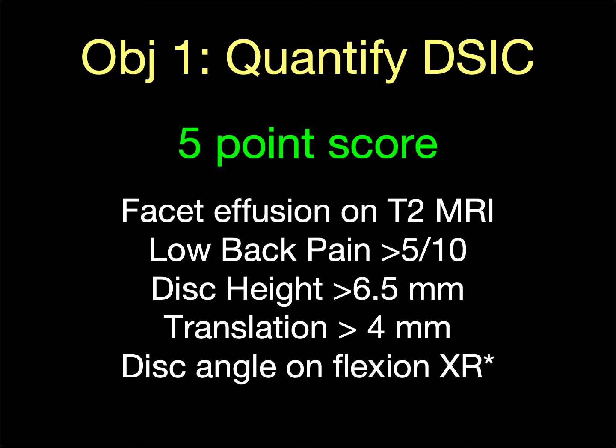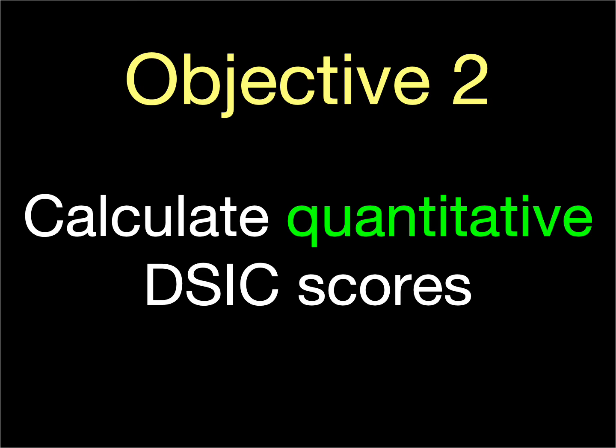Facet fusion on MRI, low back pain greater than 5 out of 10, disc height greater than 6.5 on the radiograph, translation of greater than 4 millimeters on the lateral radiograph, and a disc angle that was kyphotic or neutral on the flexion radiograph.